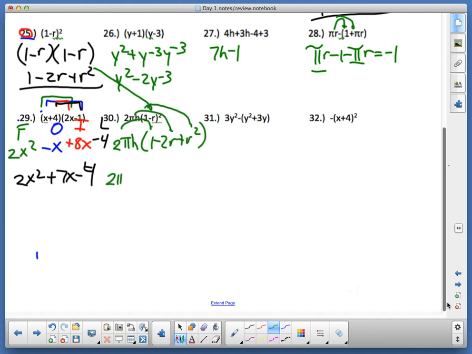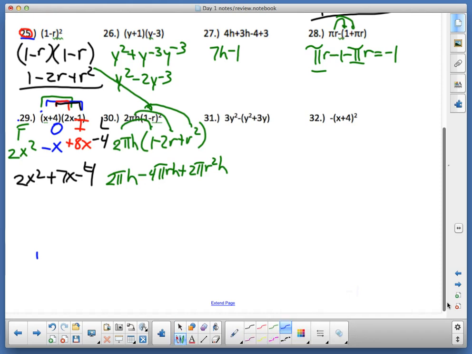So 2 pi h times 1 is 2 pi h. 2 pi h times -2r is -4 pi r h. And then 2 pi h times r squared is plus 2 pi r squared h. Okay, so we've got that one completed.